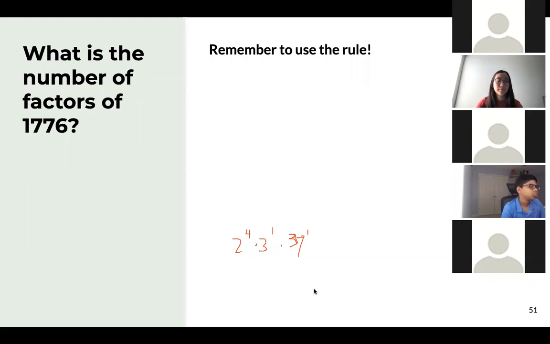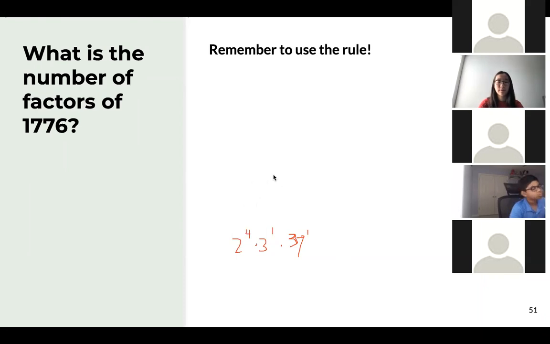Right. Jivitesh is correct. The answer is 20. Akshat, are you using the rule or are you just counting them again? Because it is really easy to miss things when you're counting. Okay, so remember the rule.